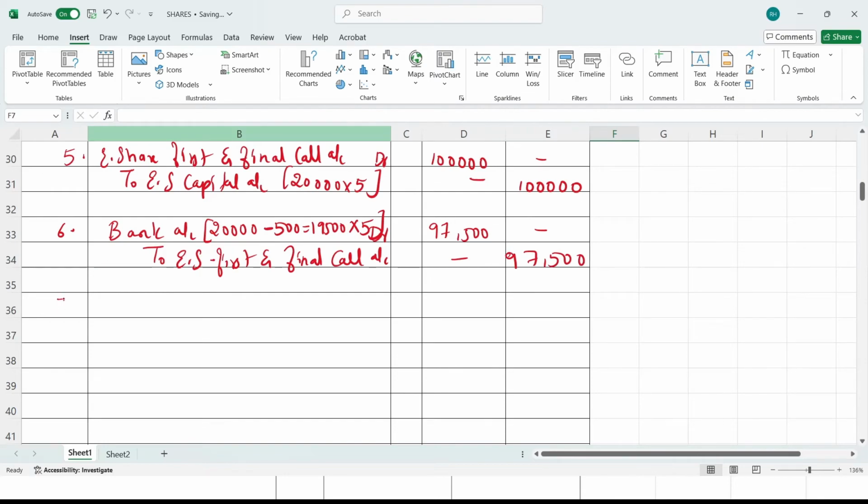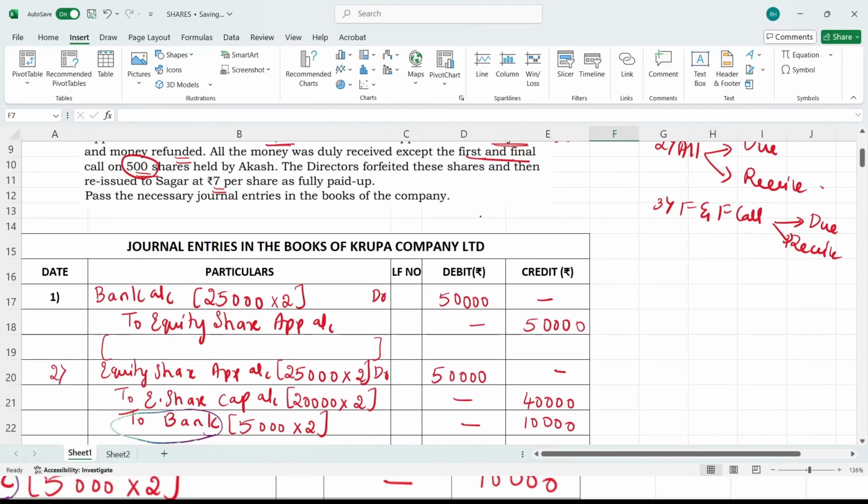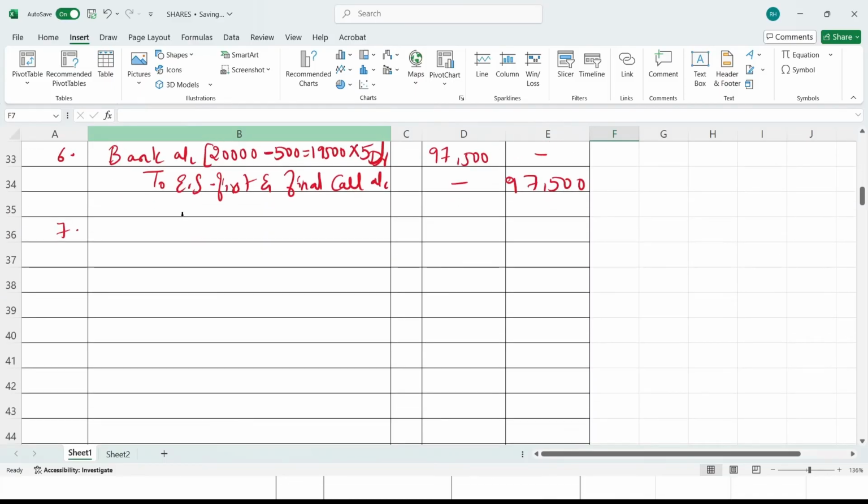Understood? Next, the seventh one. Ma'am, all three stages are completed. Now what are you supposed to do? The fourth one is cancellation, that is nothing but forfeiture. Now you have to pass the forfeiture entry here. Ma'am, why forfeiture? See, these 500 shares Akash has not paid. So what are the directors doing? Directors are cancelling these shares. After cancelling, they are reissuing these shares to Sagar at ₹7. So now you have to pass the cancel entry. How many shares are they cancelling? 500. So for all the entries you have to take 500 shares only.